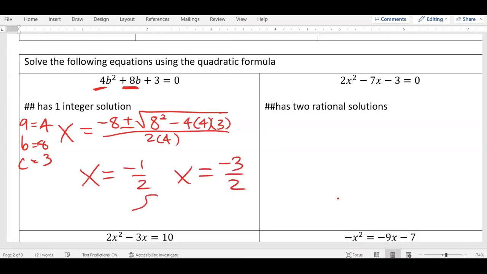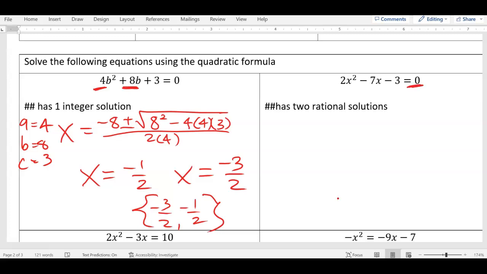And you could just put your answer in brackets like this. You either have two x equals or you have them in brackets. Either way is fine. Okay. Do you see how this works? A, B, and C, plug them into the formula, right? You have two answers.